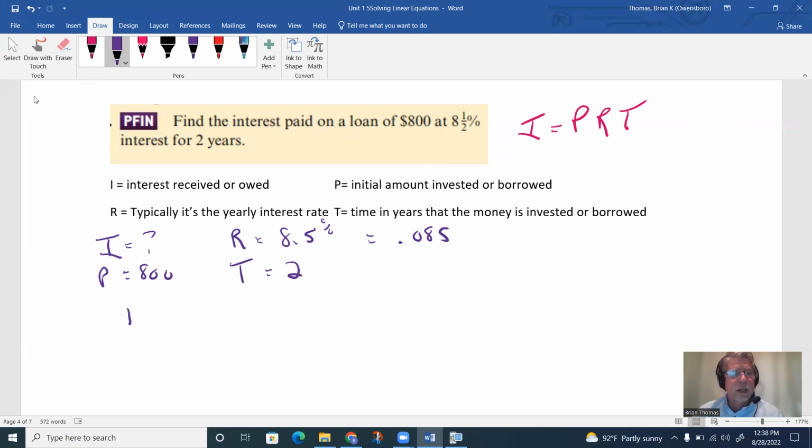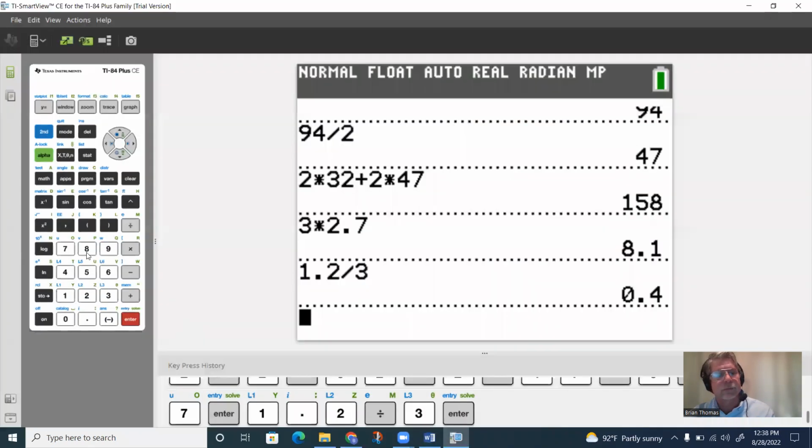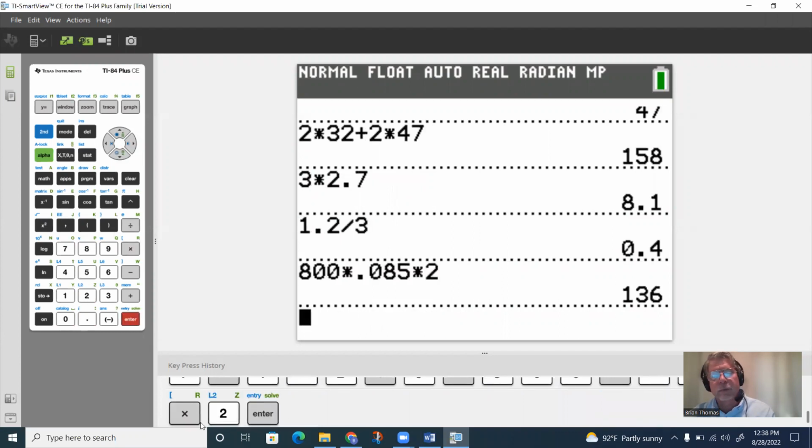So what I can do is say I equals then the 800. A lot of times I'll use parentheses here for multiplication. 800 times then the rate was this 0.085. And then my time was 2 years. So using my calculator, I can multiply that out. 800 times 0.085 times 2. I'm not going to use parentheses on my calculator. I'm just going to type that straight in. That gives me 136.